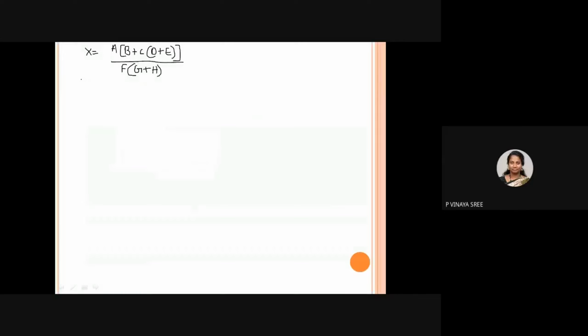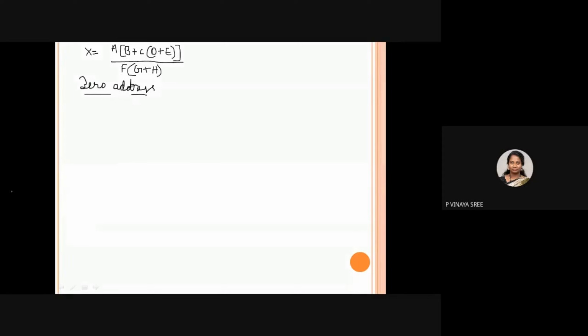Let's start today with the zero address instruction format. In a zero address instruction format, the CPU organization internally uses which organization? It uses stack, ma'am. Yes, it is a stack organization.